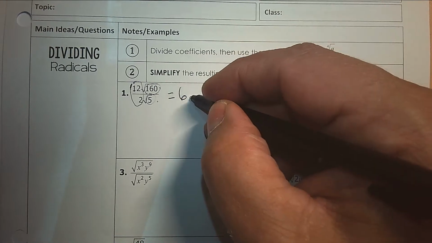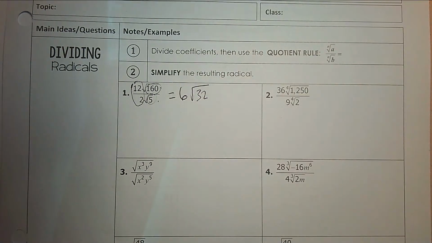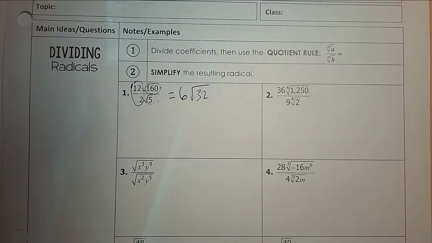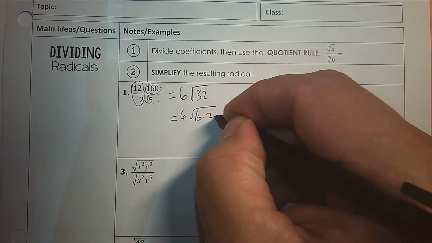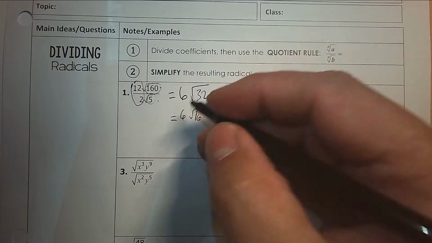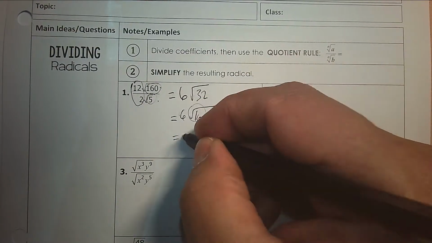32. Is that done, or is 32 not prime? Prime, not prime? Not prime. What's the largest perfect square that goes into 32? That's right, 16. 16 times what? And the square root of 16? 4 times 6 in front? What's the answer?